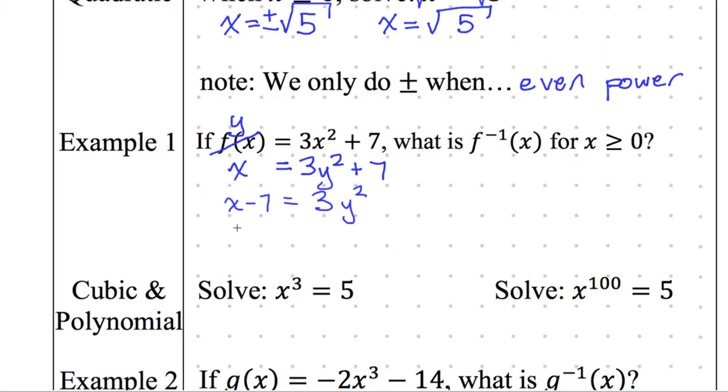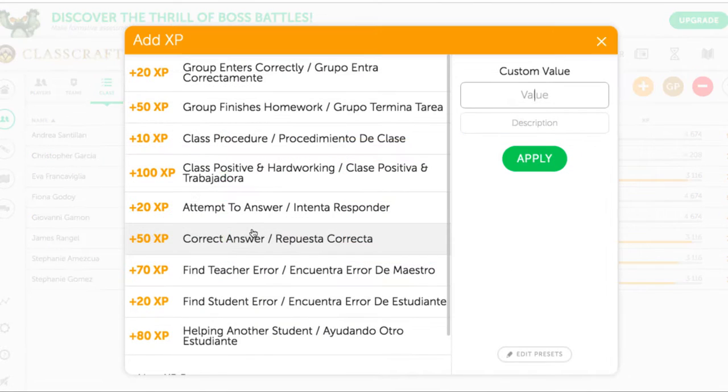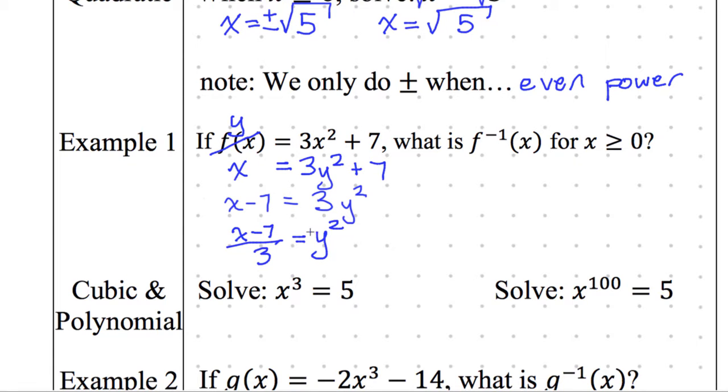Yeah, divide by 3. So I'm left with now, and I'm going to just leave this as x minus 7. All of that quantity divided by 3 instead of dividing each term by 3 is equal to y squared. So I'm going to give you, Stego, your XP. And then finally, we all know that to solve this problem, we're going to take the square root.